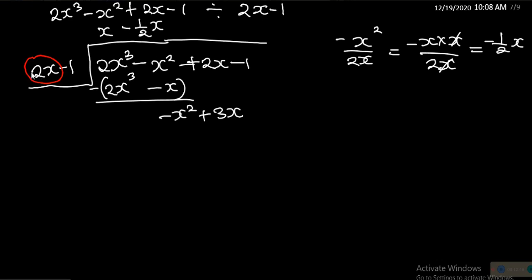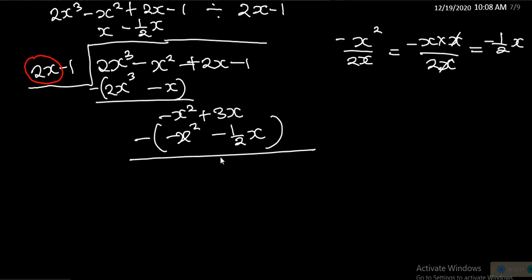So if you multiply, you have minus x squared minus 1 over 2x. Okay, so if you subtract this, minus times minus is plus, so this one will cancel. 3 plus 1 over 2, that is 6 plus 1 over 2, which is 7 over 2. So here we have 7 over 2. No, that should be subtraction.